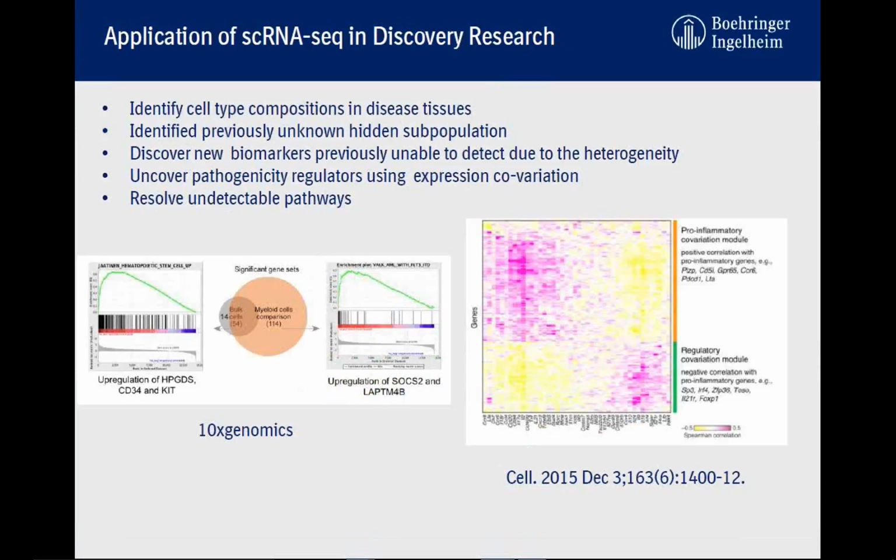Here I just show an example published by 10x Genomics. Of course, I put it here just to show you single cell is greater than bulk. Definitely, if you contain more information, you can identify more pathways in single-cell RNA-seq data.